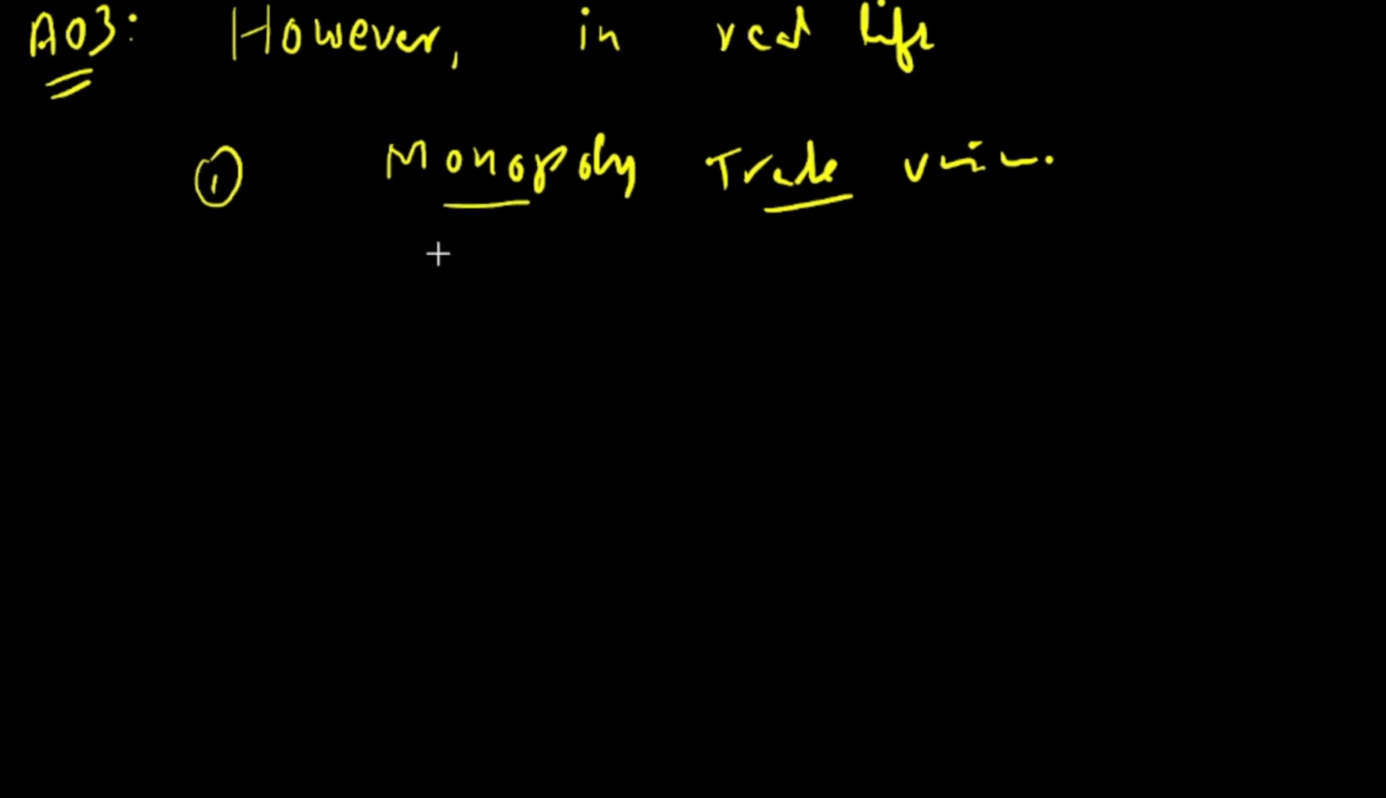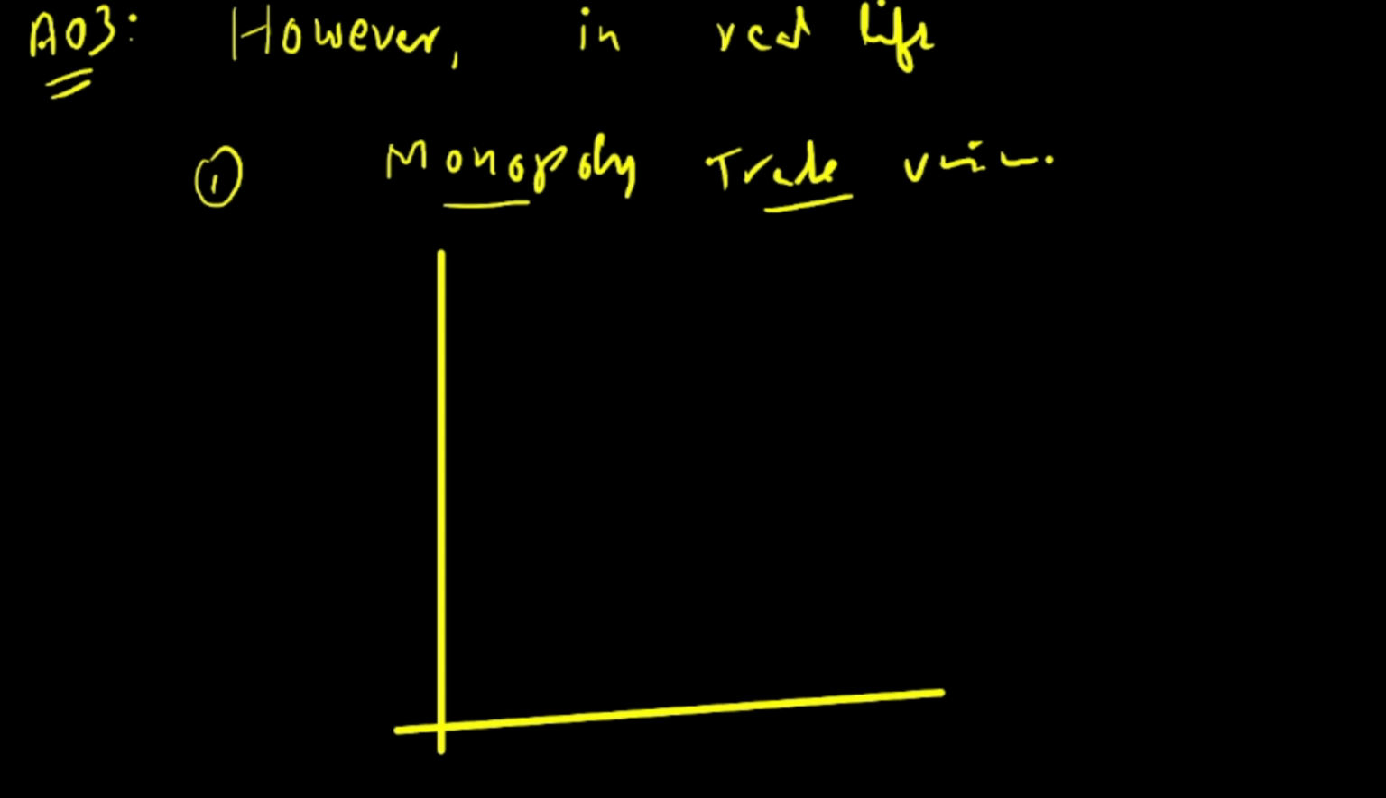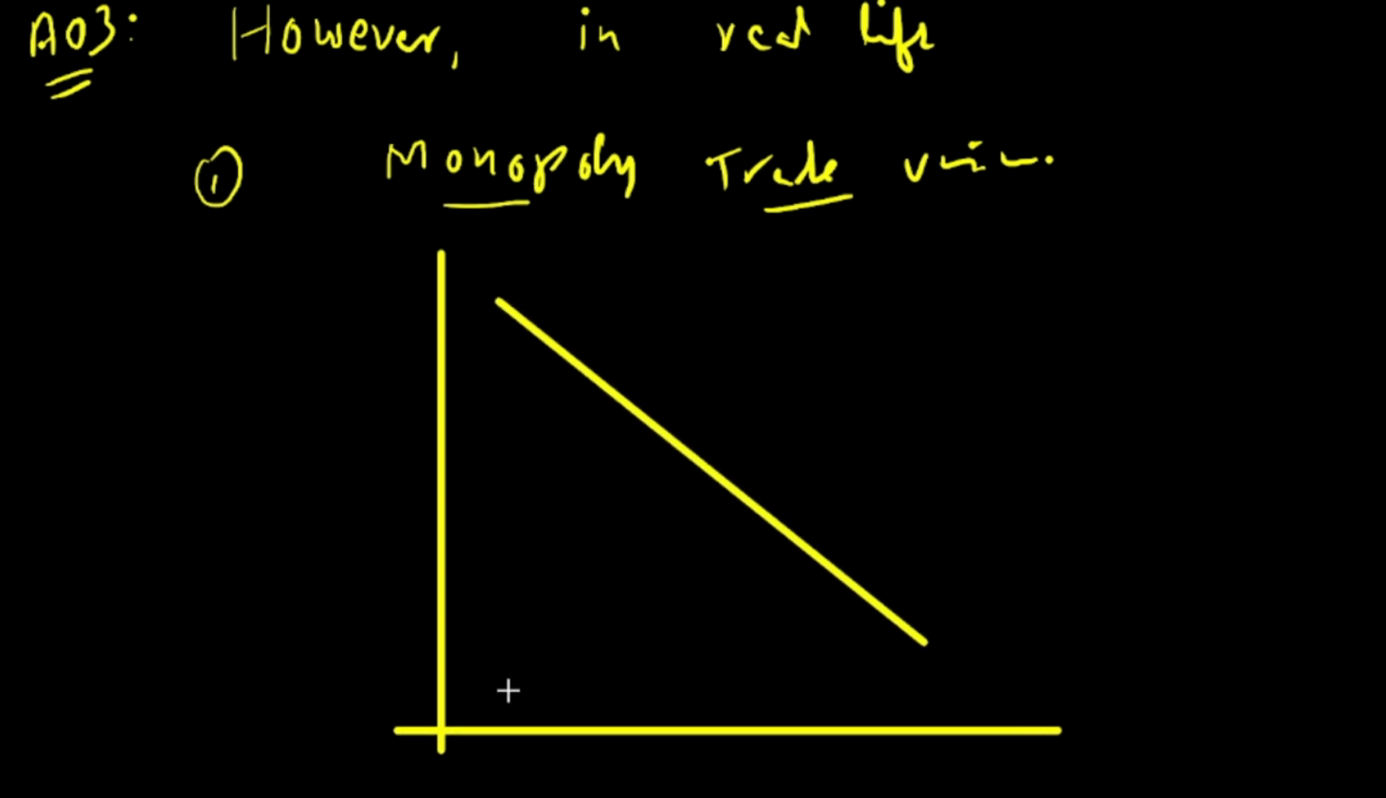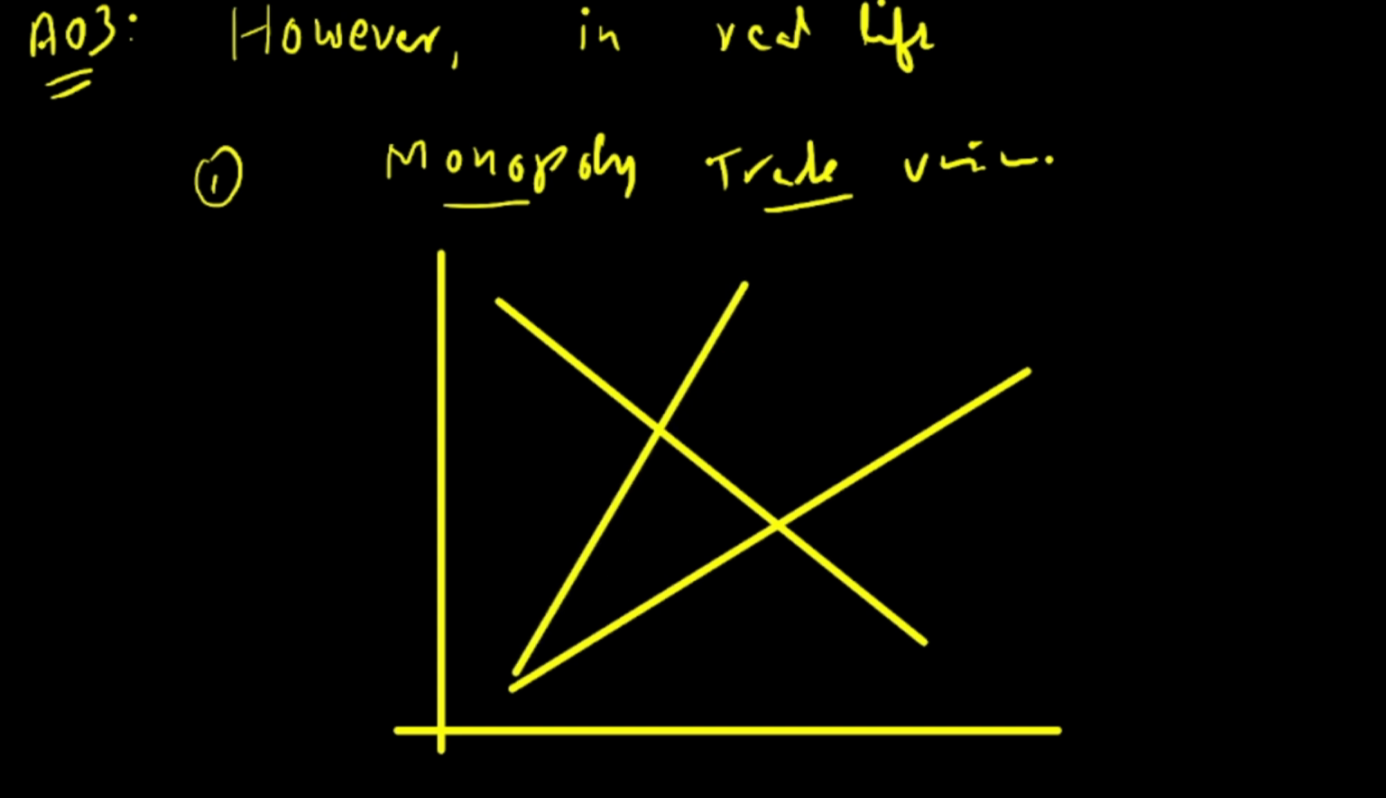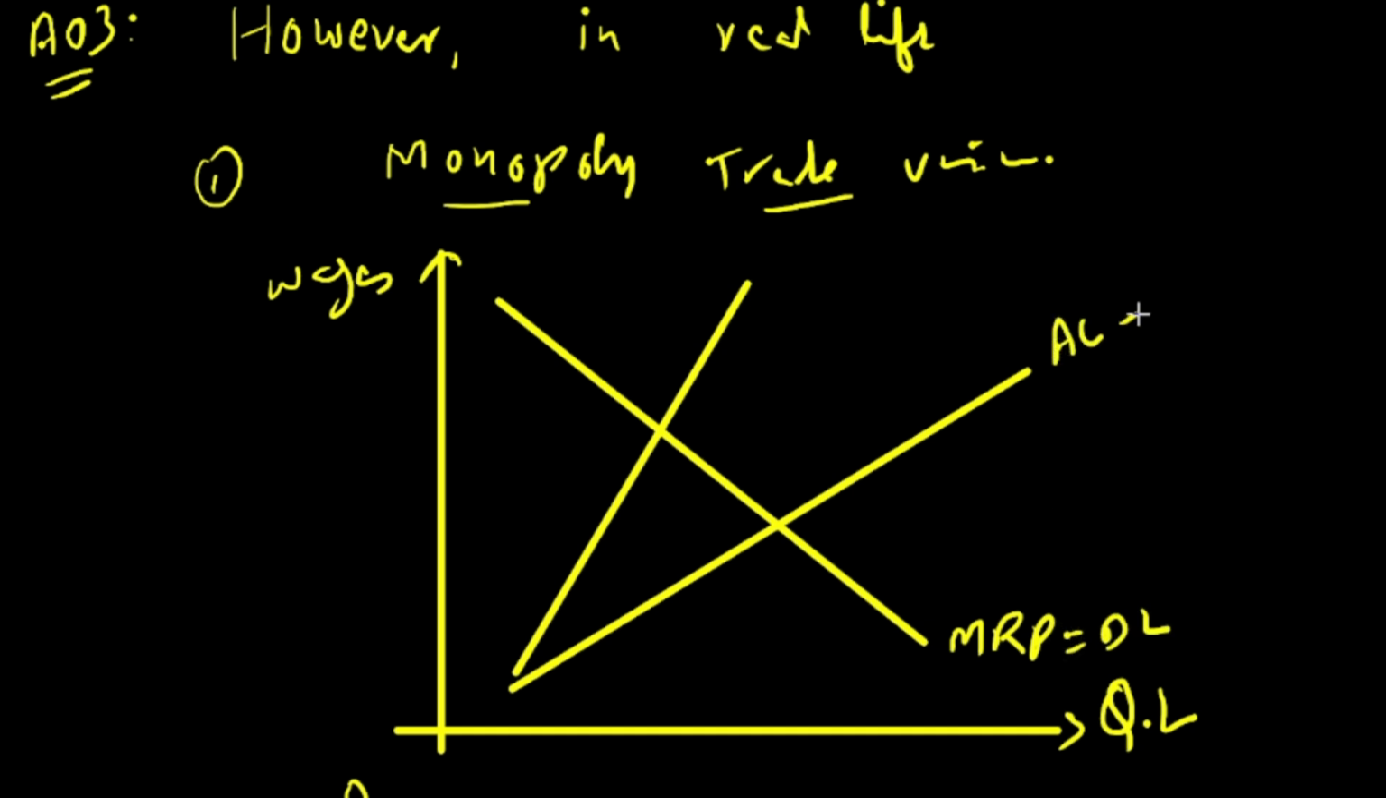So you may make the graph for that as well. And for making the graph of a trade union you need 3 lines like this. So make these 3 lines. So this is the origin point. On X we have quantity of labor, on Y we have wages, and this is MRP, marginal revenue product of labor, that is also known as demand of labor. This is average cost of labor, which is also supply of labor, and this is marginal cost of labor.